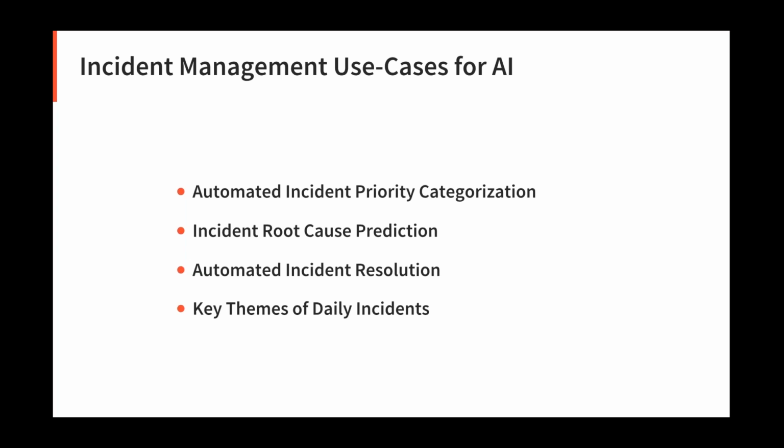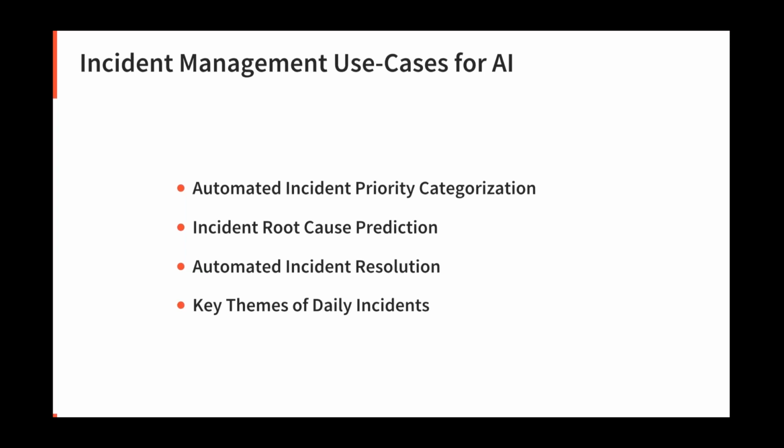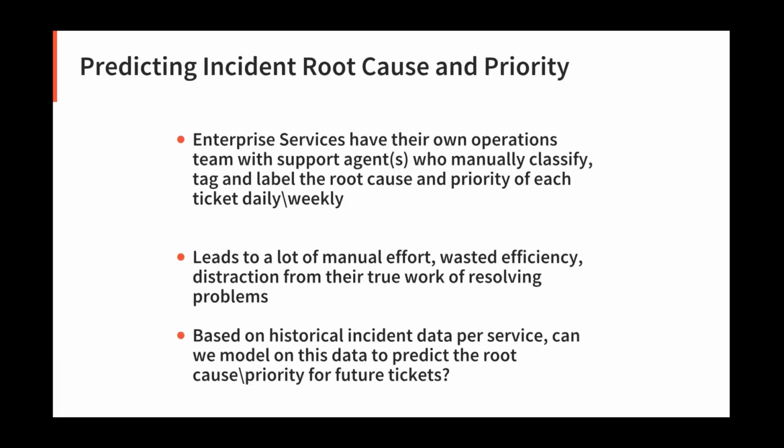And other aspects are like, can you showcase key themes of daily incidents? That is more around exploratory data analysis. So predicting incidents with root cause and priority. Enterprise services typically have their own operations team, right, who manually classify, tag and label the root cause and the priority of potential tickets daily or weekly. So the idea is based on historical data, can you build a classification model on this data to predict root cause and priority for future tickets based on past historical data?